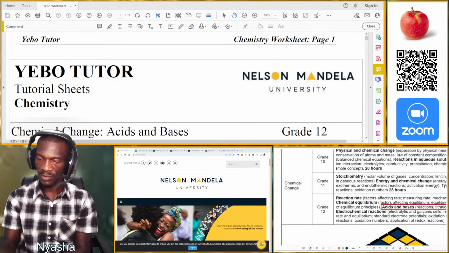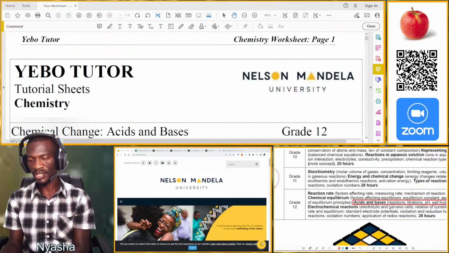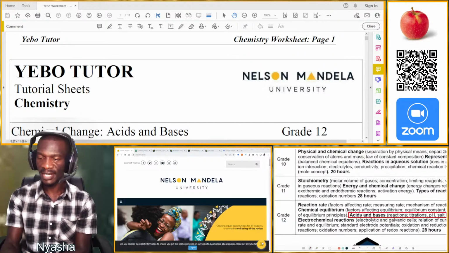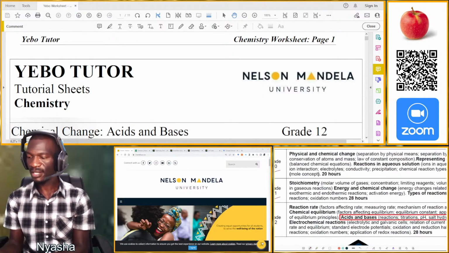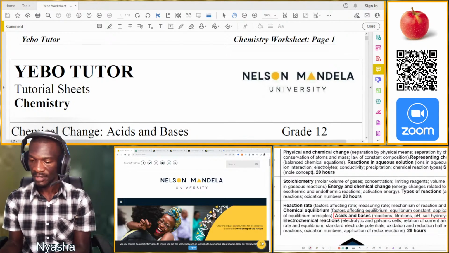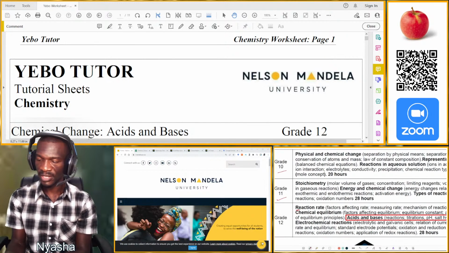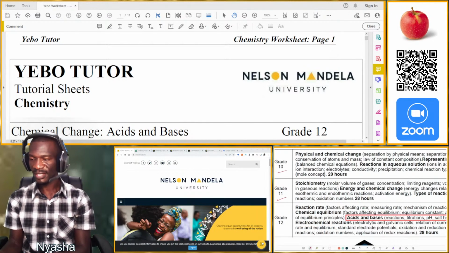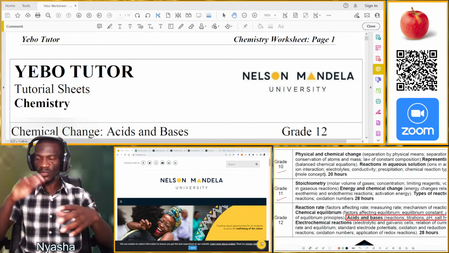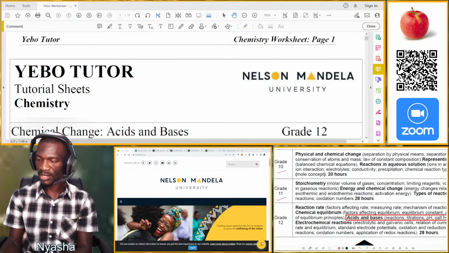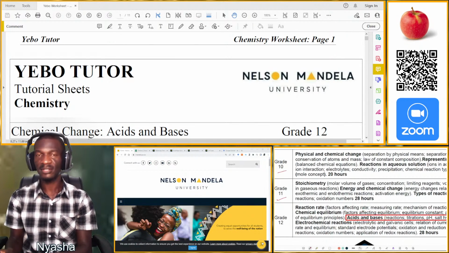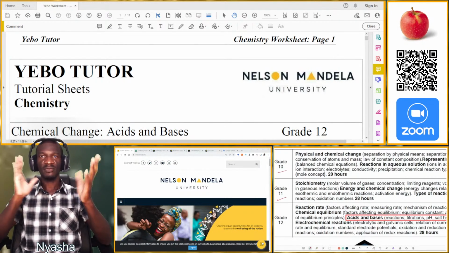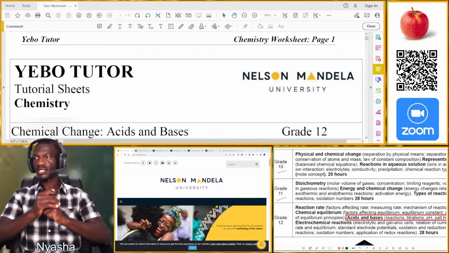Acids and bases falls under what? Chemical change. Chemical change for your grade 10, 11. You'll have done other things that are useful in this topic. Then you also have the acids and bases topic inside chemical change. So you've got reaction rate, then you've got chemical equilibrium, and then you have the rest, electrochemical reactions. So we are also going to jump into electrochemical reactions soon after we are done with acids and bases. So for this month, we want to focus on acids and bases and answer as many questions as we can.